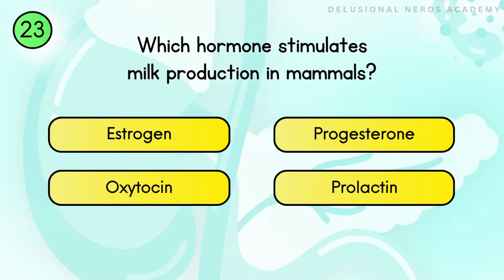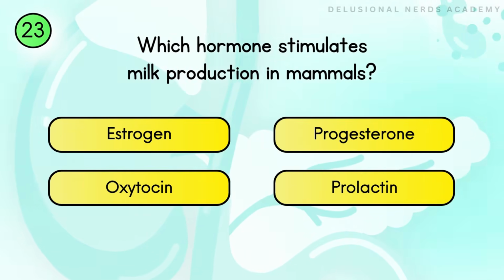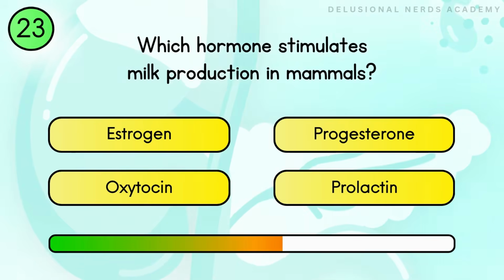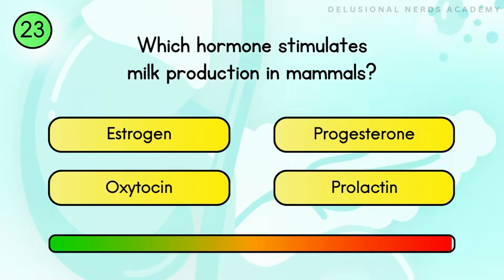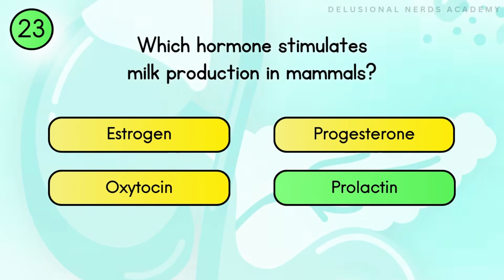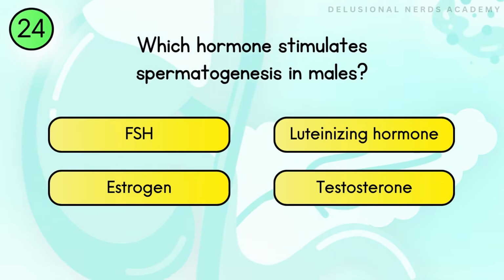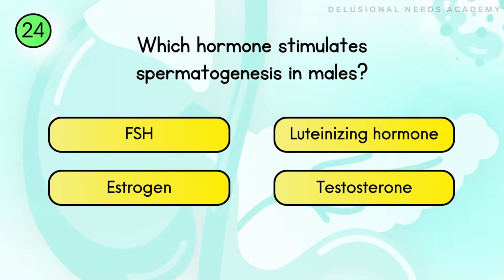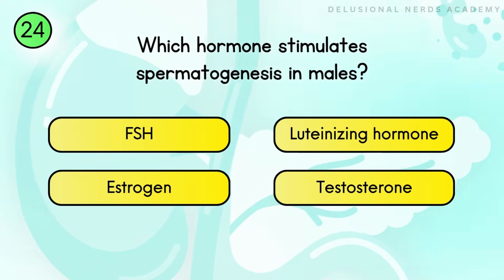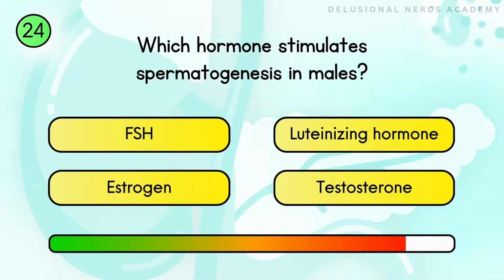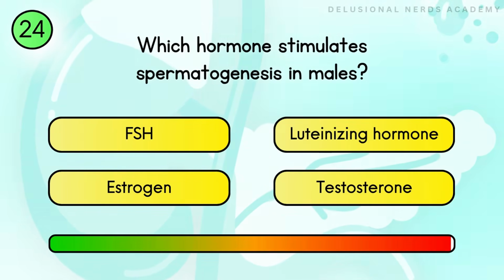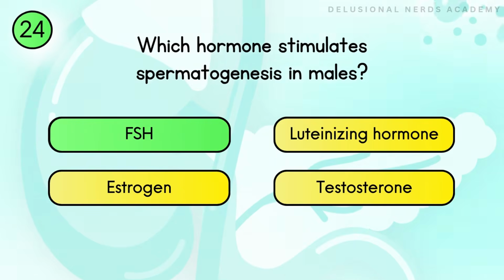Which hormone stimulates milk production in mammals? Prolactin stimulates the mammary glands to produce milk. Which hormone stimulates spermatogenesis in males? Follicle-stimulating hormone stimulates sperm production in the testes.